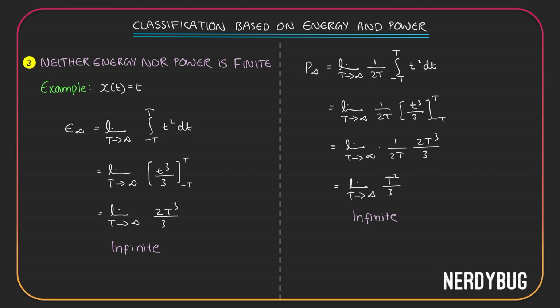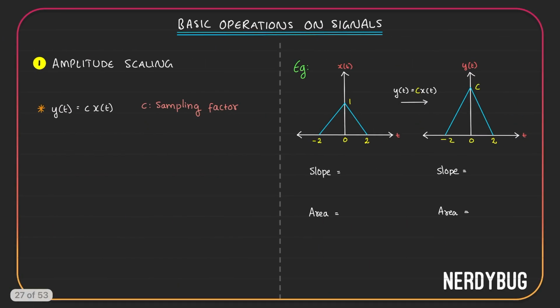Now that we are done with classification of signals, we are going to learn some basic operations on signals. The first operation is amplitude scaling. We have a signal x of t, we multiply it with a constant c, and we get y of t. c here is called the scaling factor. Let's understand this using an example. We have an x of t, which is a triangular signal ranging from -2 to 2, and we are multiplying it with a constant c.